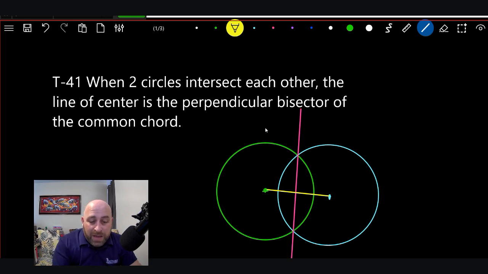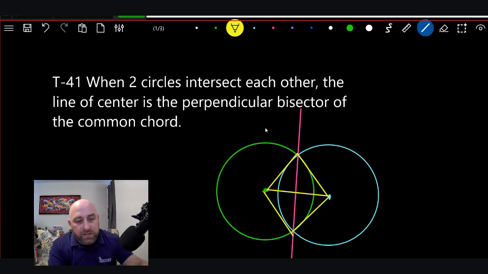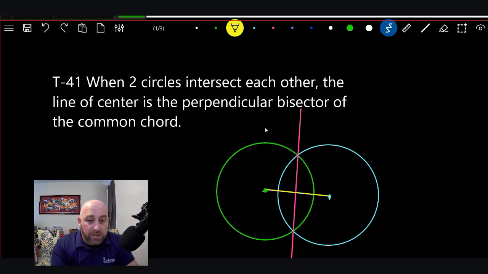There's other things that happen here. For instance, you get an isosceles triangle right here and right here. So that's some interesting things that happen there. But the thing that this theorem is talking about is the common chord. The line of center and the common chord cross each other in a 90-degree angle, a perpendicular, and it's also a bisector. So here's the other thing about this. It also cuts this line in half.